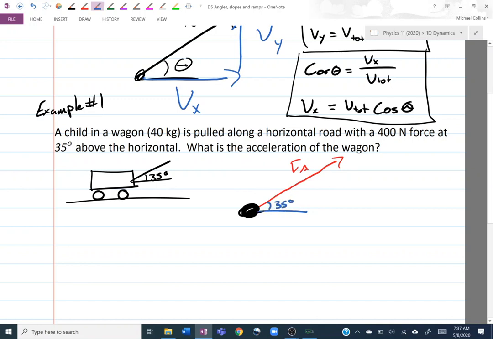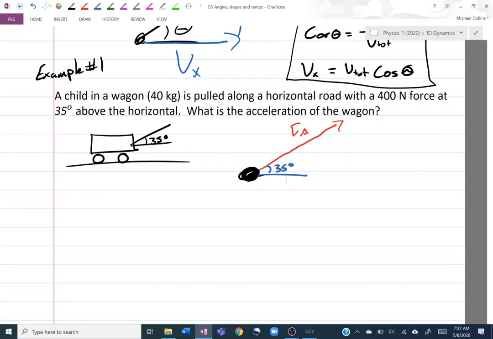35 degrees. As well, since my wagon is on the ground, it's close to Earth, so there's going to be a force due to gravity on it. And since it's against the ground, there will also be a normal force pointing upwards like that. So this is my free body diagram. Notice that my normal force and my force due to gravity are entirely in my y-plane, but my applied force is both in my x-plane and my y-plane.